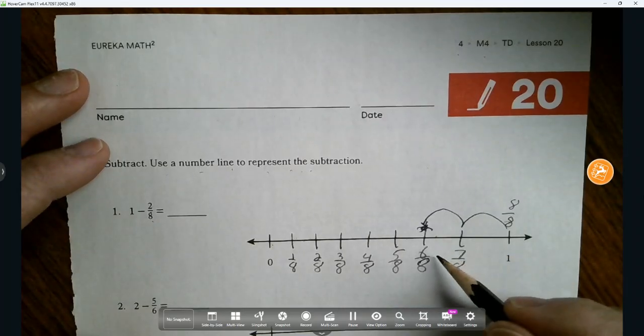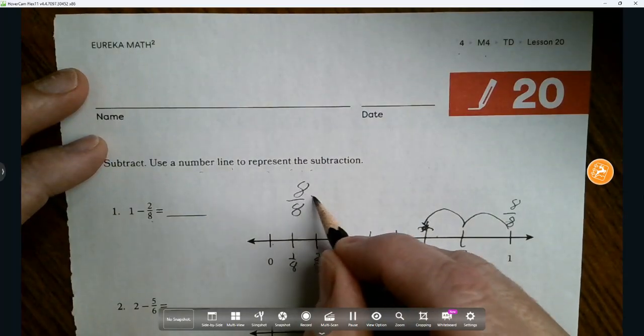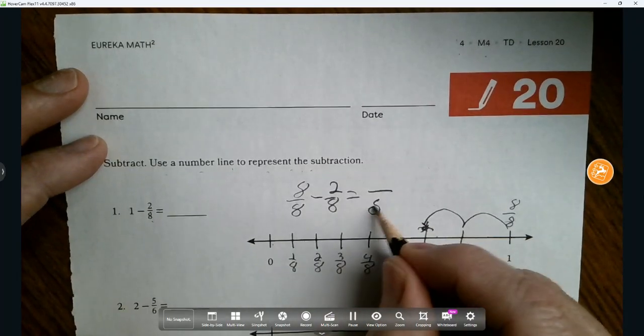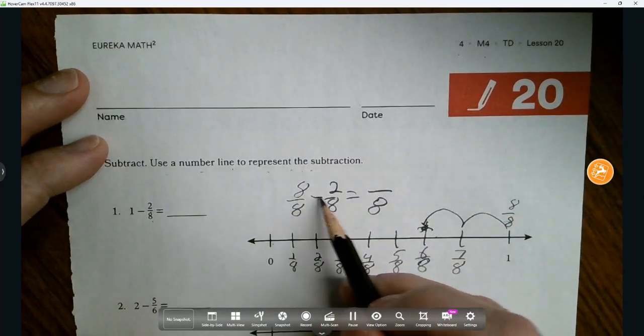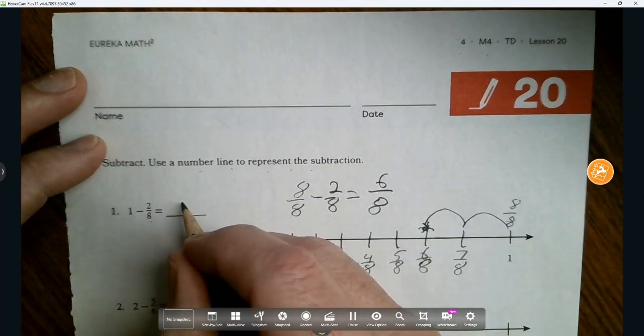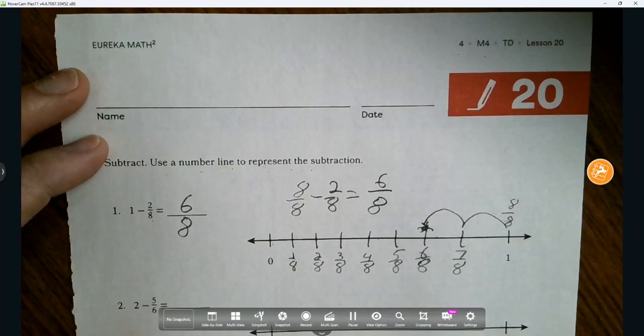So over here we went back 2. We landed on 6/8. It's also the same as if you show 8 over 8 minus 2 over 8. The bottoms are the same, so we don't worry about those. At the top we have 8 minus 2. What's 8 minus 2? It's 6. So we know it is 6/8.